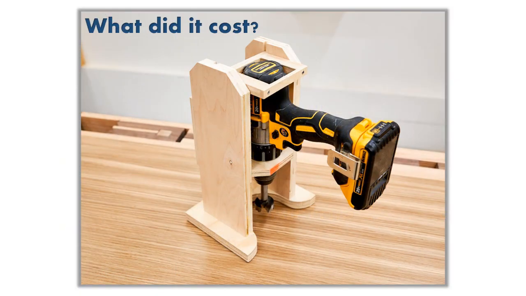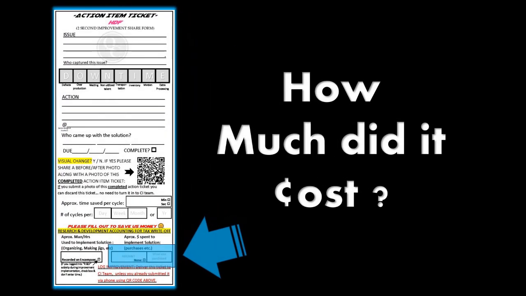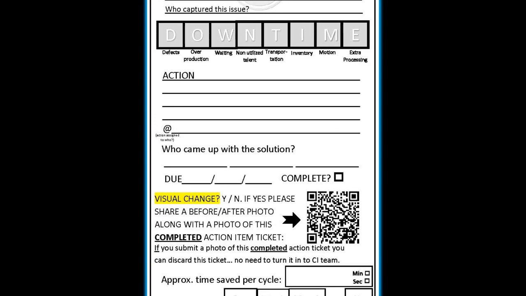Okay, so we've talked about capturing time, but what about money spent on implementing our improvements? You can log money invested in implementing an improvement by filling out the R&D credit report at the bottom of an action item ticket. For example, say you have attended a traction meeting, and during that meeting, you have been assigned an action to make a jig for completing an operation quicker.